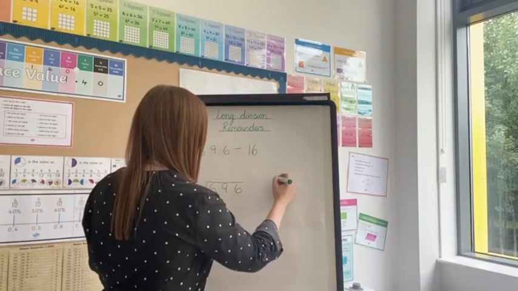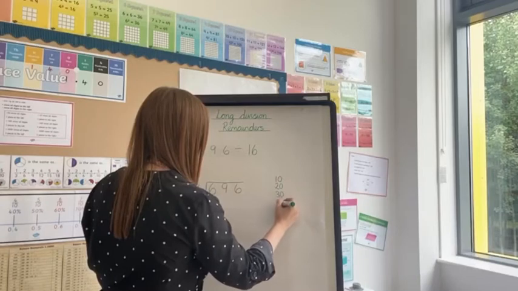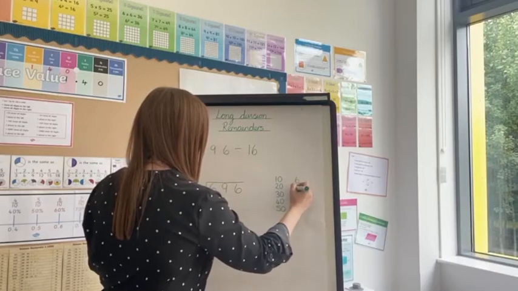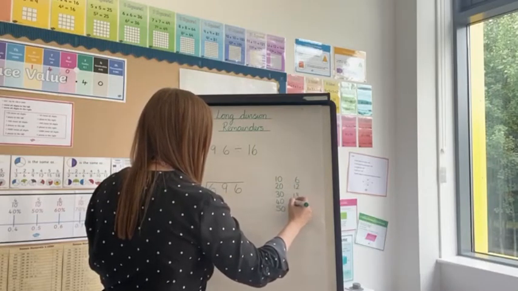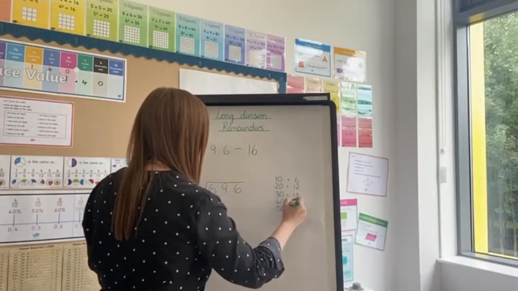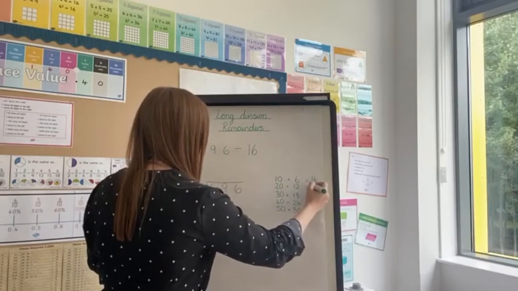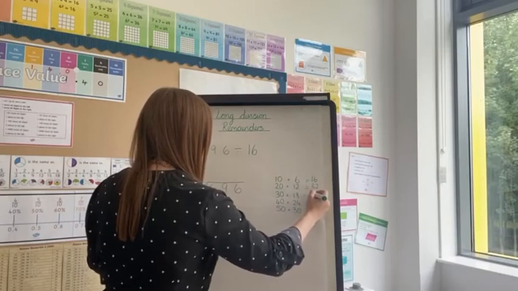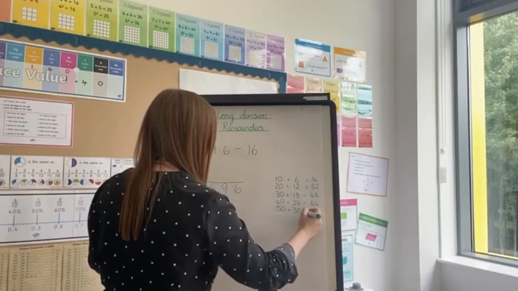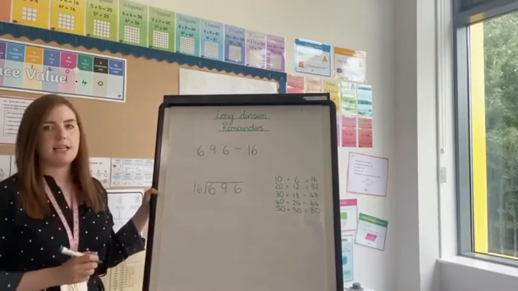Write down my multiples of 10, 20, 30, 40, 50, and my multiples of 6 because I've partitioned, 6, 12, 18, 24, 30. Add them all up in their pairs: 10 add 6 is 16, 20 add 12 is 32, 30 add 18 is 48, 40 add 24 is 64, 50 add 30 is 80. So I've got my first 5 multiples of 16 to help me.